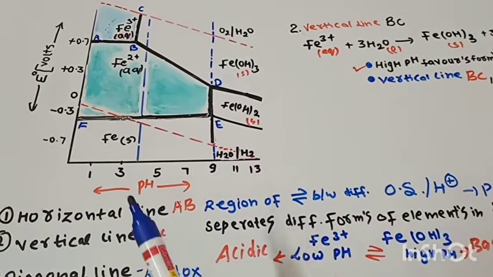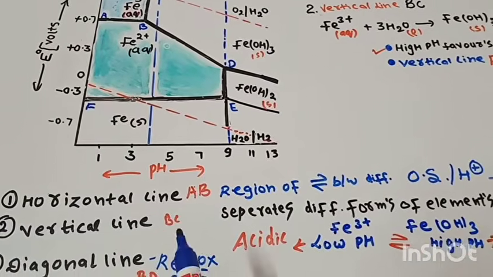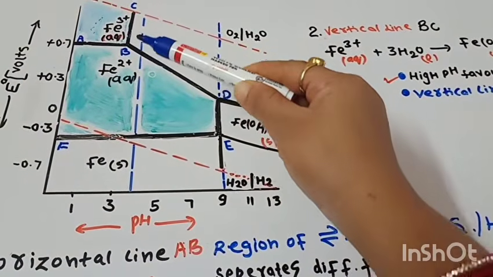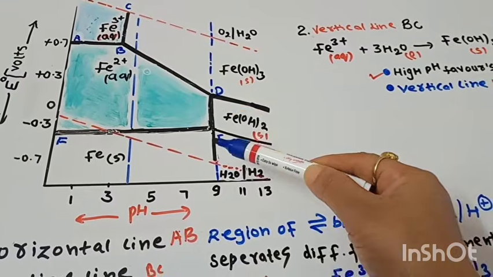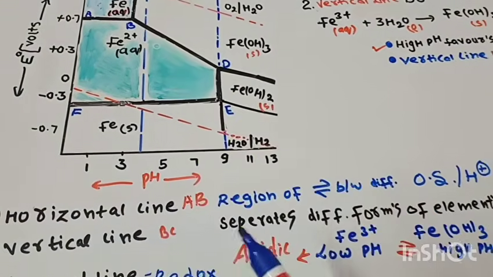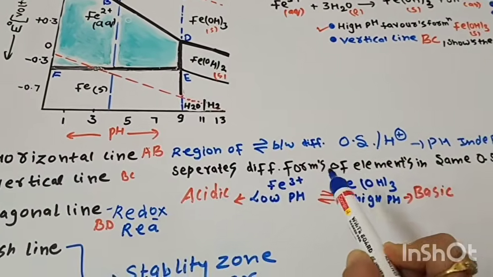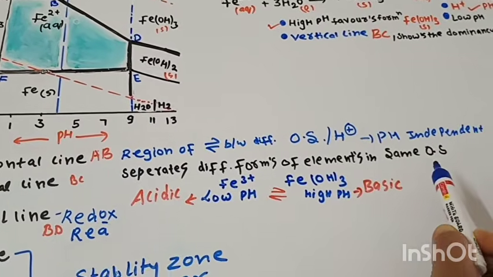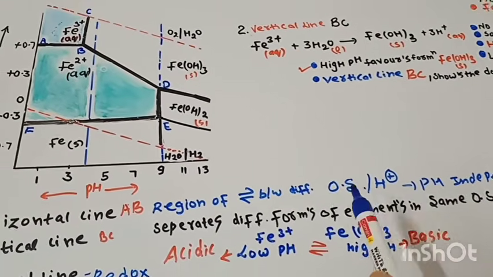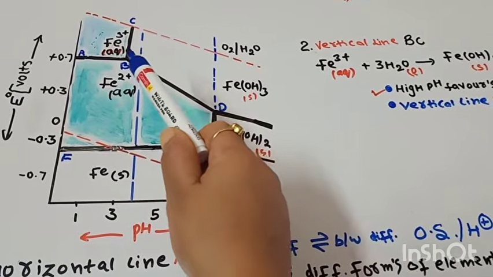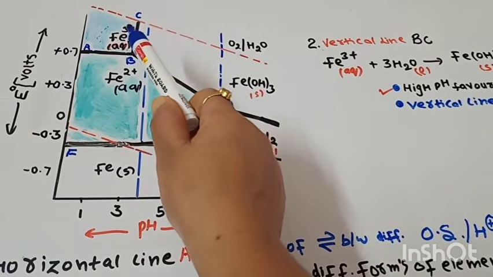Now we can talk about the vertical lines. Vertical lines are BC, and this is also one vertical line, DE. So in this region what takes place? This separates the different forms of the element in the same oxidation state. Here what you have to keep in mind is that the same oxidation state will exist. As you see, Fe3+, the oxidation state is 3+ of iron.